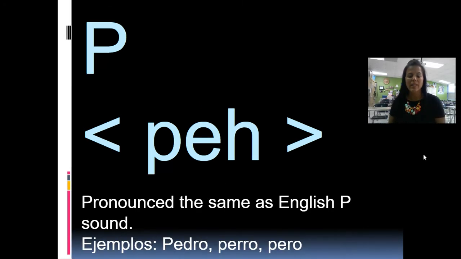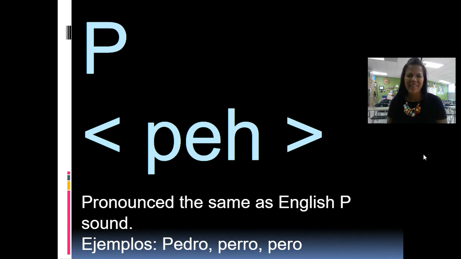All right, next is pe. It's pronounced the same as the English P. You can just write same as English. Example, Pedro, perro, which means dog, and pero means but, one T. I mean, one T, not the B-U-T-T.